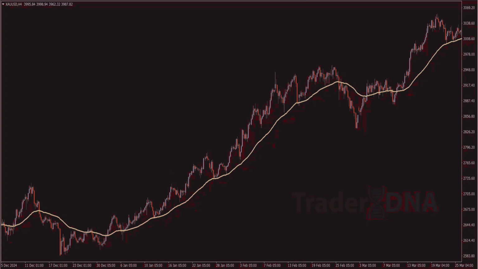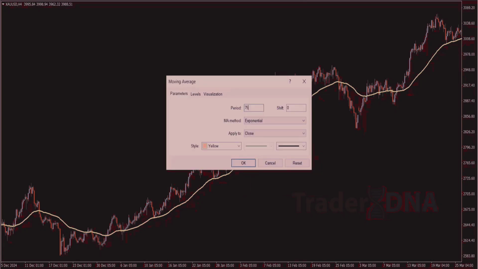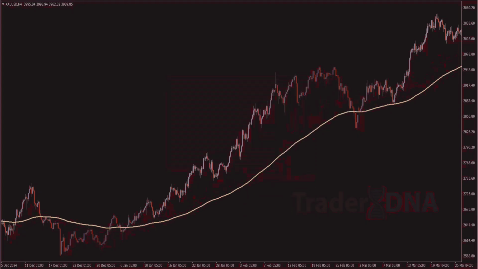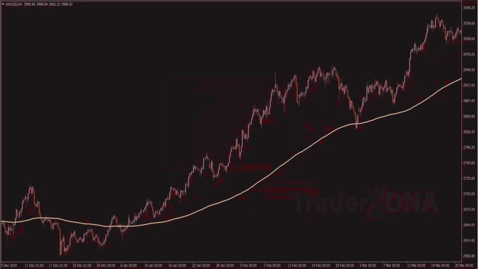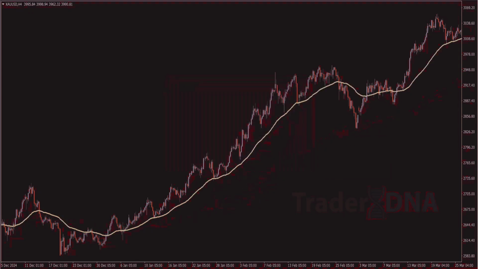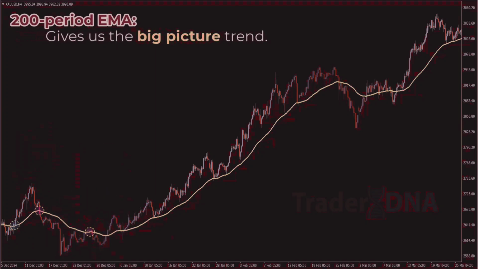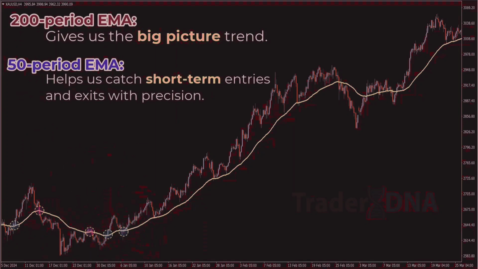Each time, we're looking for that clean, consistent reaction, that bounce that tells us the market actually cares about that line. After running through this test, we discovered something amazing. This market reacts beautifully to the 200 EMA for long-term trend analysis and to the 50 EMA for short-term trades. That means for this chart, 200 EMA gives us the big picture trend, while 50 EMA helps us catch short-term entries and exits with precision.